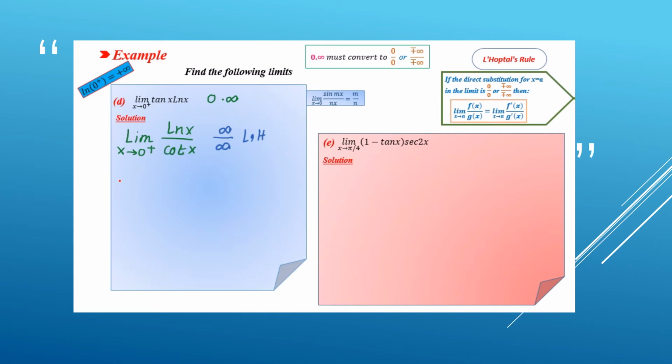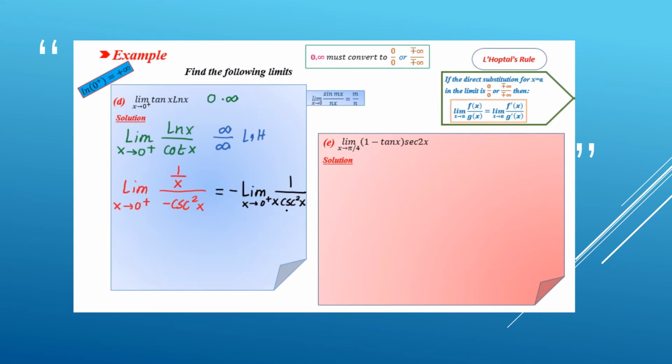Now we have the limit of the derivative up divided by the derivative down, and the derivative up is 1 over x, and the derivative down is the derivative of cotan x, which is negative cosecant squared x, when x goes to 0 from right. Next, we have two denominators, so you have to combine them, and you will get minus the limit of 1 over x multiplied by cosecant squared x when x goes to 0 from right.